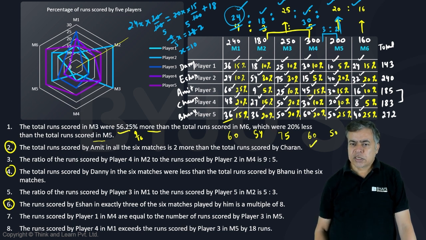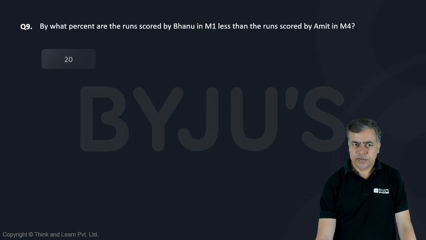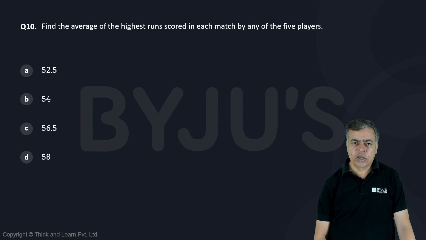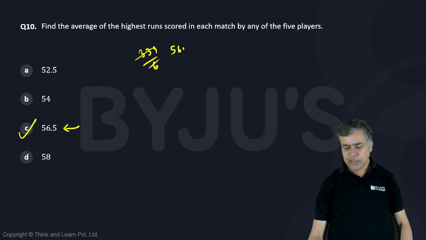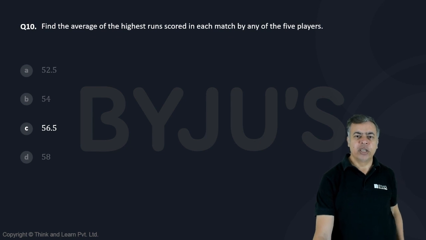Right? So 60 and 40, 100. 50 and 54, 104. So 204. Okay, this is 135. So 339. If the total is 339 of the highest, I'm just talking about total 339 divided by 6. So 6 into 5 is 30, 6 into 6, 56 point something, the only option is C, right? So C option should be the correct answer, which is the average of the highest runs scored in each match, right?